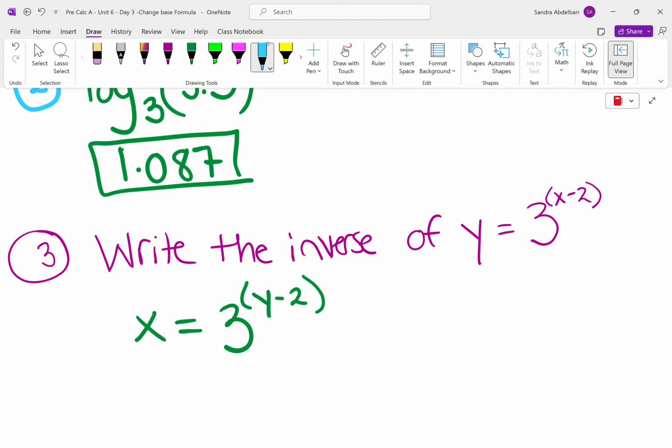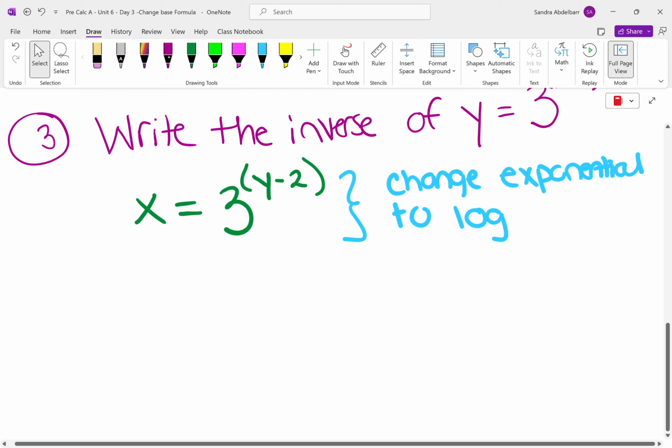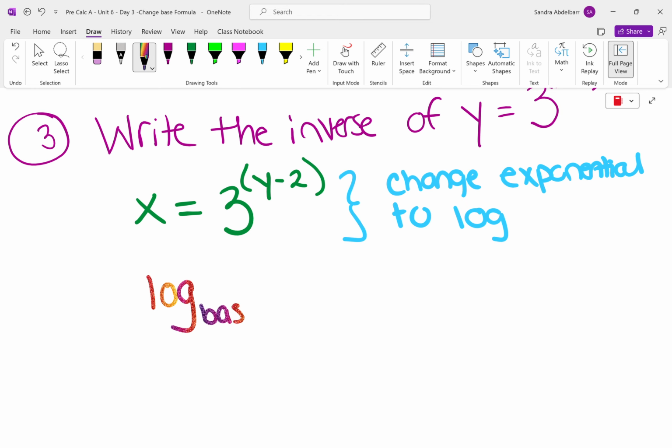I'm going to tell you to change the exponential to logs, or to log. So remember, when we change to a log, it's log base, answer equals exponent.